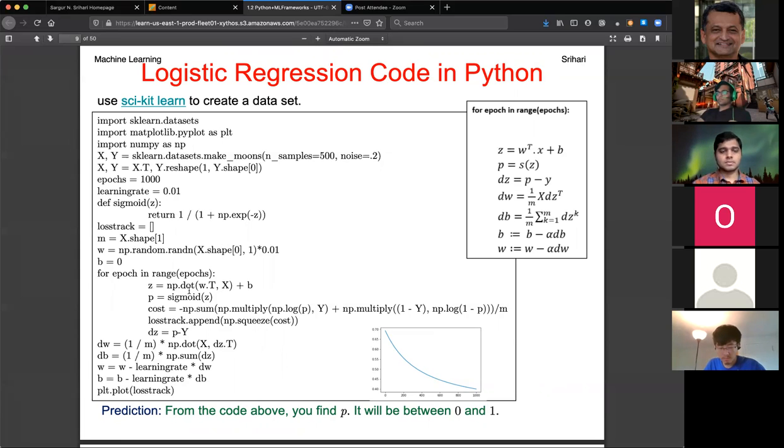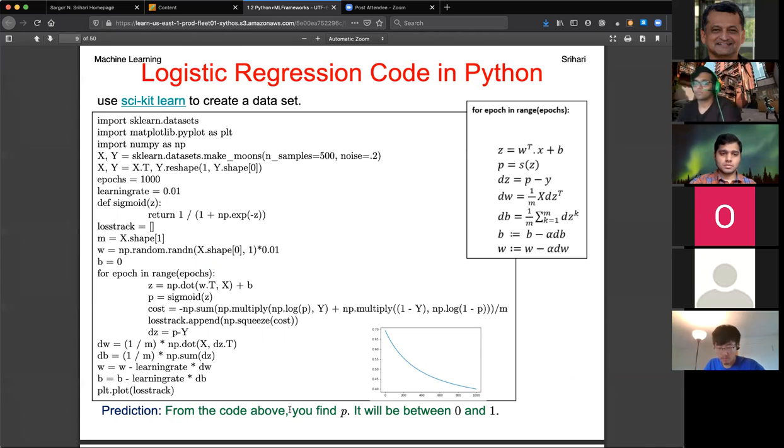There is Z equal to W transpose X plus B. P is sigmoid of Z. Cost is again given in terms of the cross entropy function we just saw. And then there is some kind of summation going on over here. dz is p minus y. That's what we said earlier on. dw and db are being computed. And w is updated by w minus learning rate times dw. B is updated by b minus learning rate times db. And then there is also a plot for plotting the loss function as you move along.